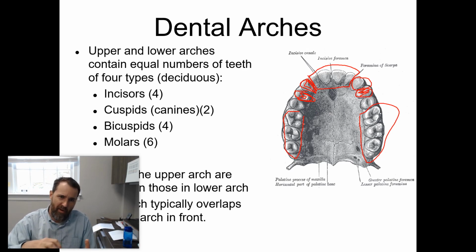So your molars are the grinding teeth. So the incisors cut, the cuspids and the bicuspids are tearing, and your molars are your teeth that are responsible for grinding.